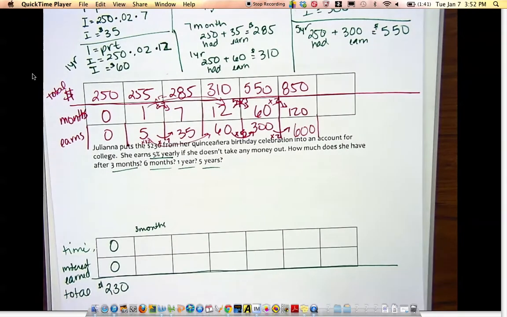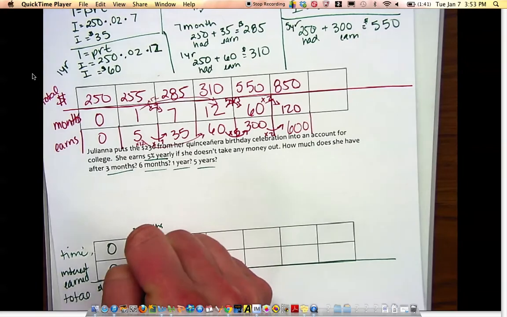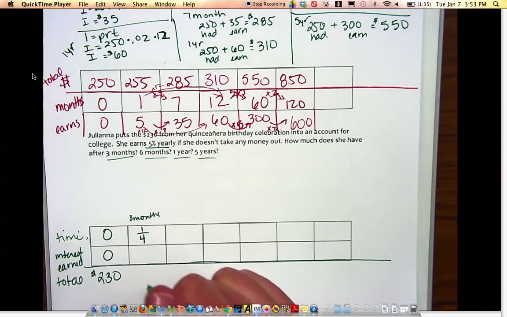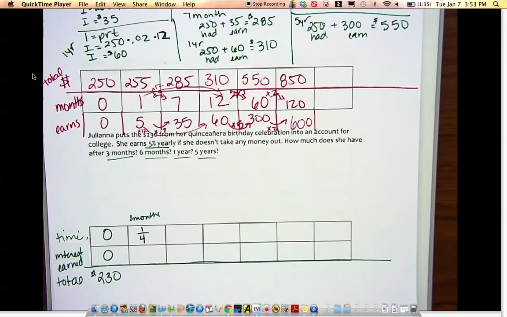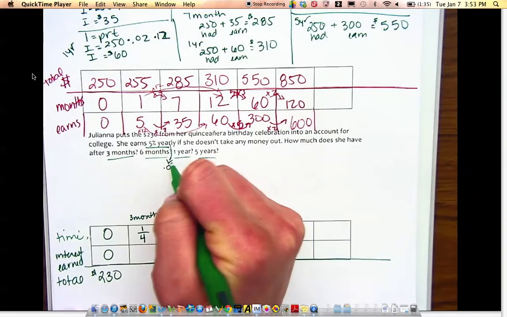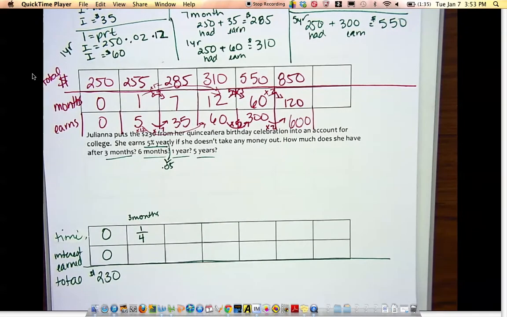Okay, time. So 3 months is what portion of a year? Because this is a yearly interest. So 3 months is a quarter of a year. I can write that as 1/4, or I could write it as 0.25, whichever is easier for you. And so I need to know how much interest she's earned. So I'm going to take my 230 times 0.05, because that's what 5% is, and then multiply it by 1/4, or 0.25, a quarter. And I find that she earns 2.875.